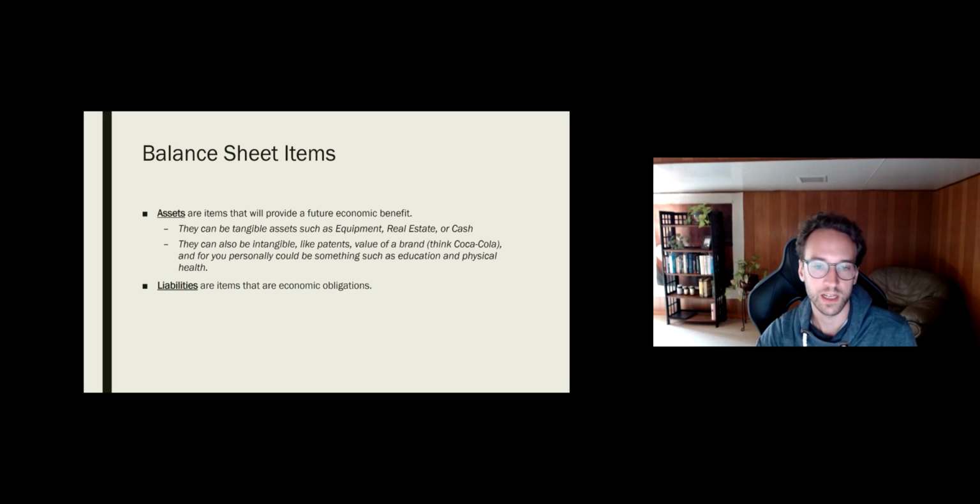Intangible assets are things like patents, right, intellectual property, value of a brand. If a company spent a lot of money on marketing to build their brand, that brand value is an intangible asset. And on a personal level, if you're thinking about yourself as an individual, your education and your skill is an asset. Your physical health is an asset.